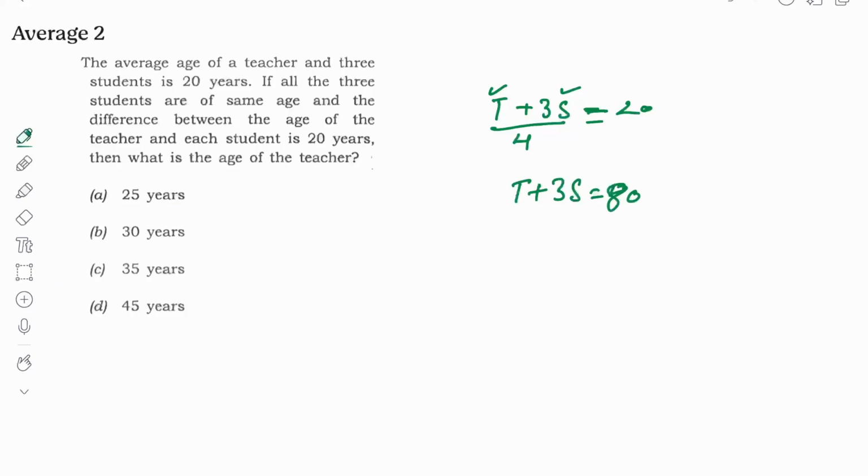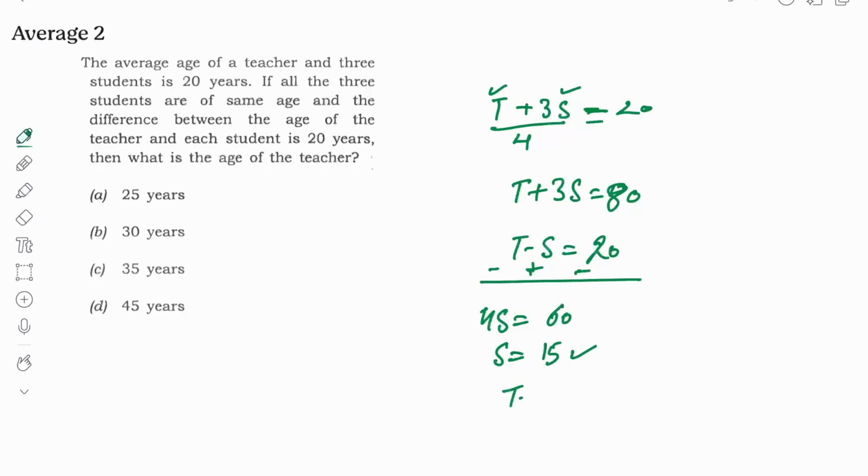Now it says if all the 3 students are of the same age and the difference between the age of the teacher and each student is 20 years, so T minus S is equal to 20. That's the second equation. We just basically subtract this one from this equation, and then we get this, right? So basically what we end up getting is that 4S is equal to 60, S is equal to 15. So a child is aged 15, and as T minus S is equal to 20, we know S is 15, so T would be 35. So T is basically 35, S is basically 15.